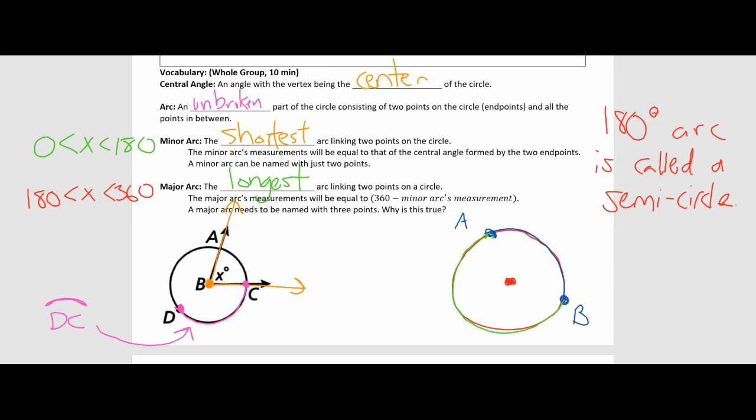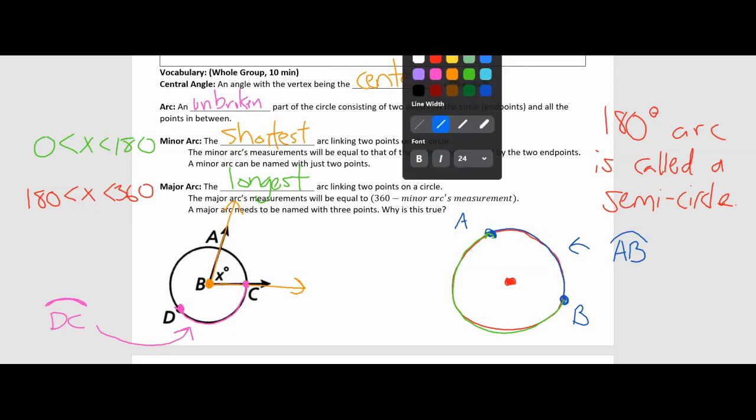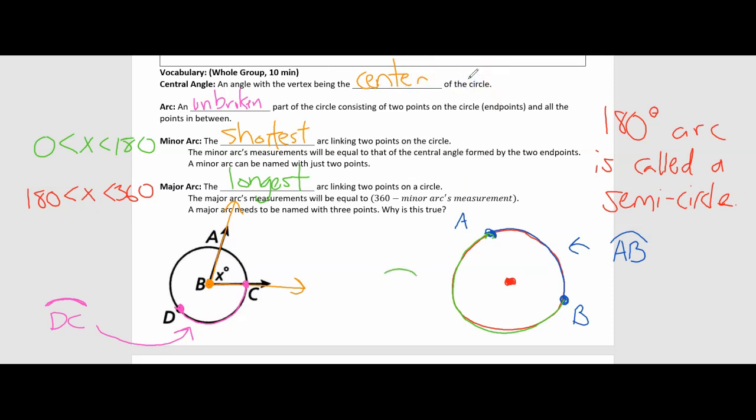Now, if I'm trying to name these arcs, if I want to name a minor arc, that's very easy. I just name it using the 2 points that it's drawn between. The problem with the major arc is that if I just say arc AB or BA, that's the same as my minor arc. And I need to actually make people know that I'm going the longest way around between A and B.